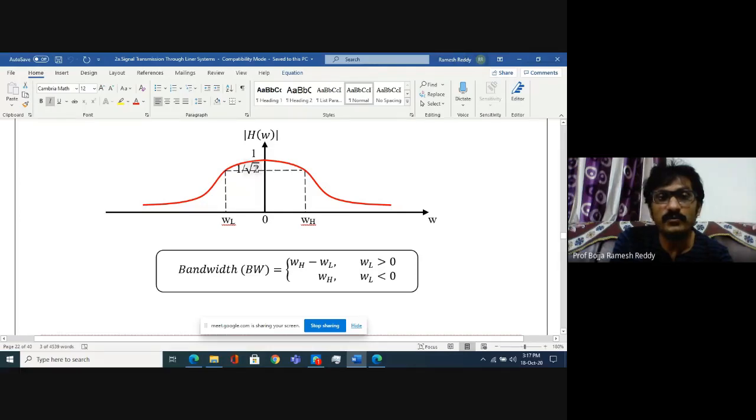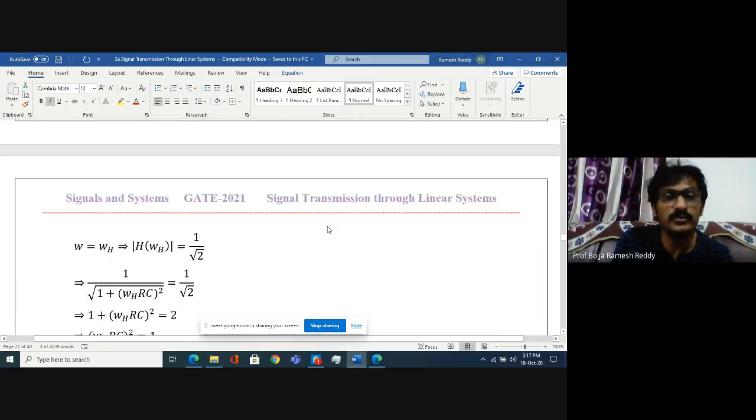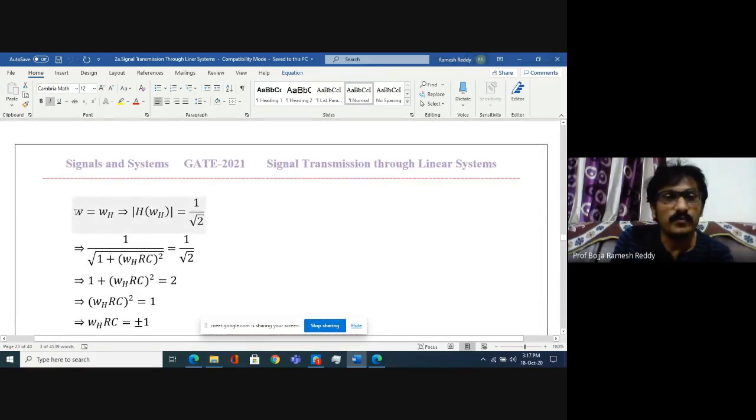The modulus of H of omega is 1 by root 2 when omega is equal to omega H. You use that condition. If omega is equal to omega H, then the modulus of H of omega is equal to 1 by root 2. That is the RMS value. Use this restriction to calculate the upper cutoff frequency of any type of circuit.